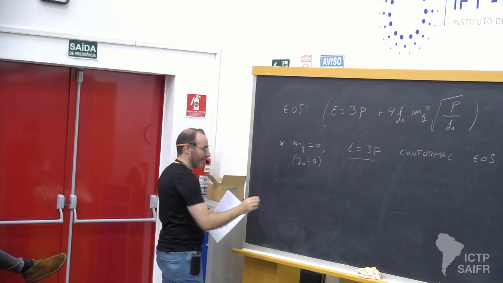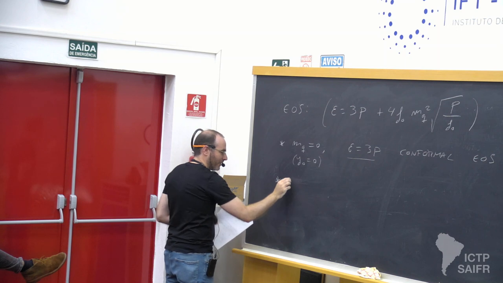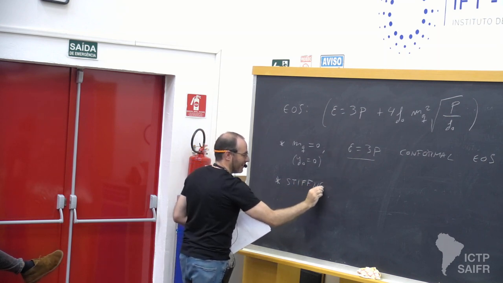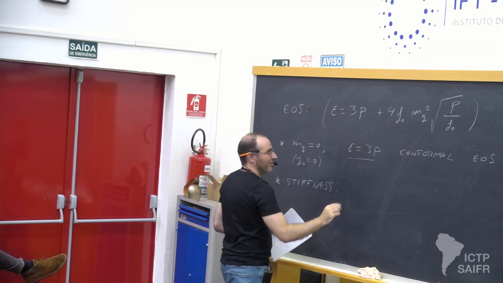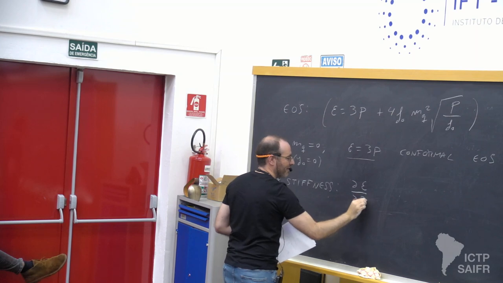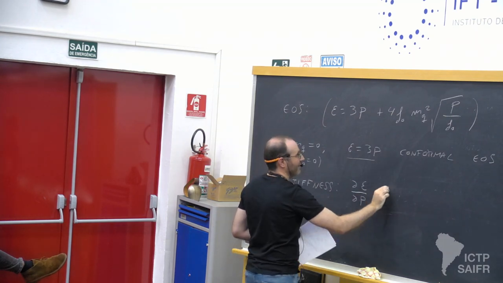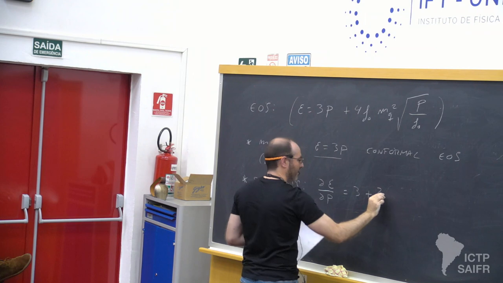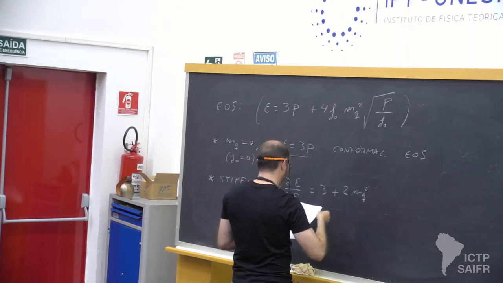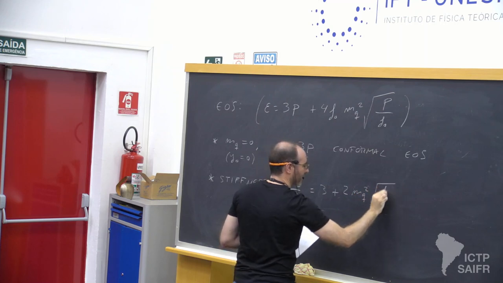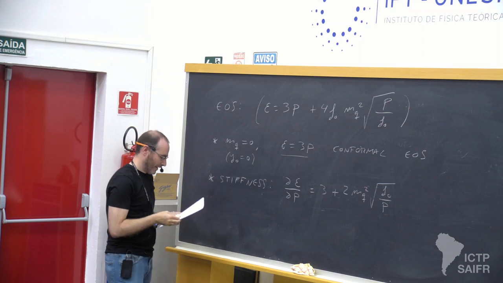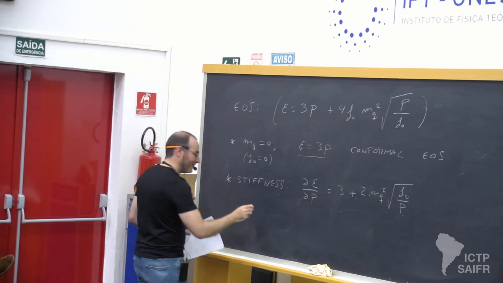Now, we can look at the stiffness in the general case. So from here, it's easier to compute the derivative of the energy density with respect to the pressure. So that's just 3 plus 2 times m_q squared square root of F naught over p. And then we invert it.